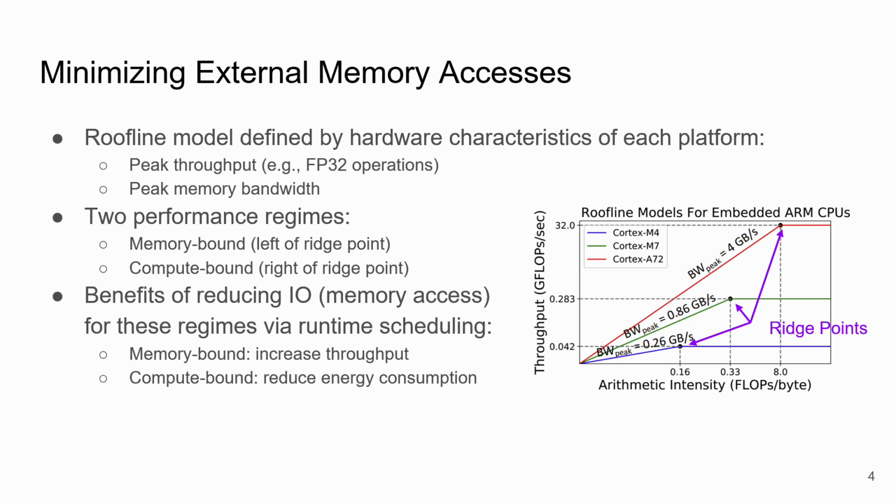What you want to do is move your arithmetic intensity up as much as possible, to move things to the right. When you're memory bound and you move to the right, you're able to increase your throughput. But when you're compute bound and you move to the right, you're decreasing the memory accesses, and that has an effect on the amount of power you use, because you are then doing fewer data accesses, which reduces power.